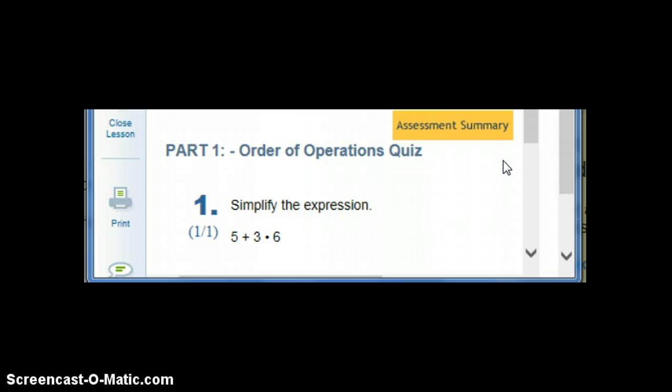And before we start off with this equation, 5 plus 3 times 6, I'm going to teach you guys what in the world order of operations is, because some of you guys are just sitting here like, what is it? I don't know, help me. So I'm going to teach you guys order of operations. Here we go. Let's start now. Order of operations. Oh, I spelled it right.